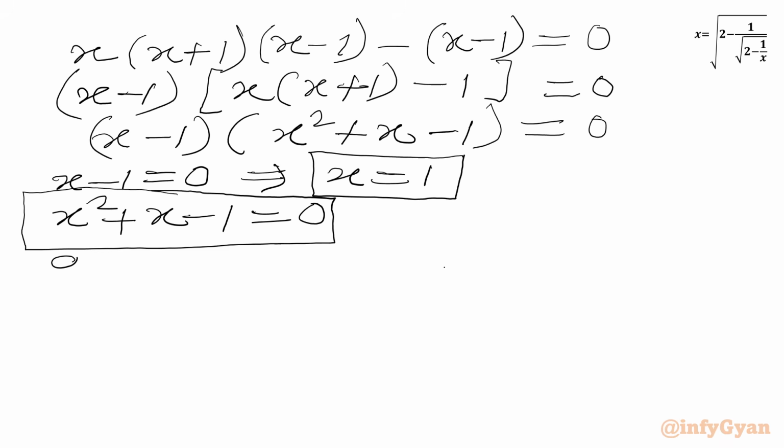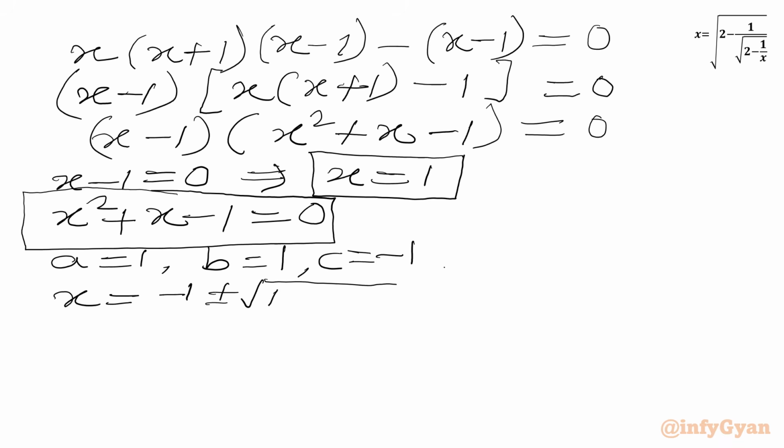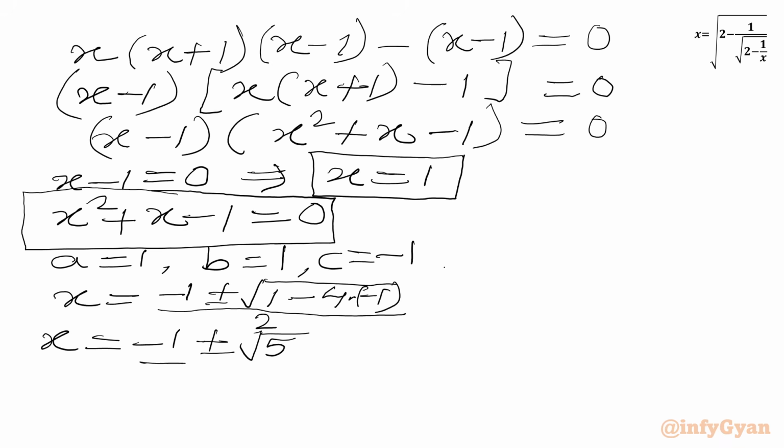So I will write here a value 1, b value which is coefficient of x 1, c value is constant minus 1. So we will write x will be equal to minus b. So minus 1 plus minus square root of b square will be 1 minus 4 times 1 times minus 1 over 2 times 1, which will be 2. x will be equal to minus 1 plus minus square root of 1 plus 4. So we can write square root 5 over 2.